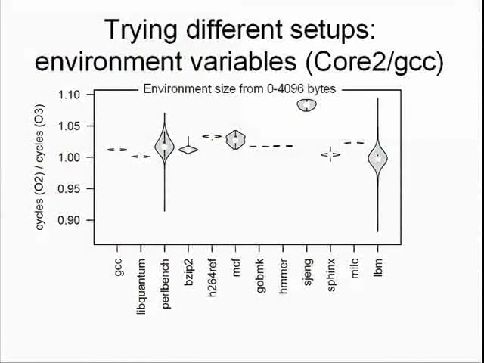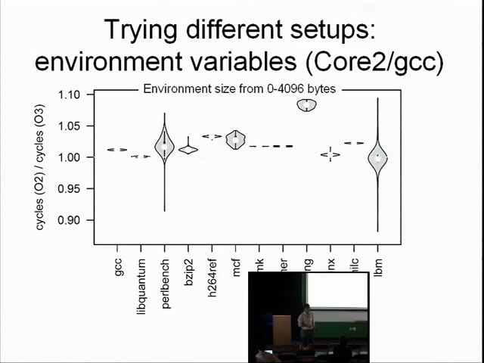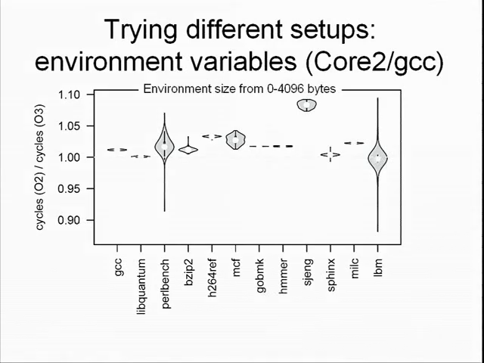And doing this completely innocuous thing, so we change it from 0 to 4096 bytes, we see huge swings in performance. And worse, for 4 of the programs, their violins straddle 1.0. In other words, depending on the environment variable you happen to pick, you might conclude that O3 is beneficial, or you might conclude that O3 degrades performance. So you come to completely contradictory conclusions.